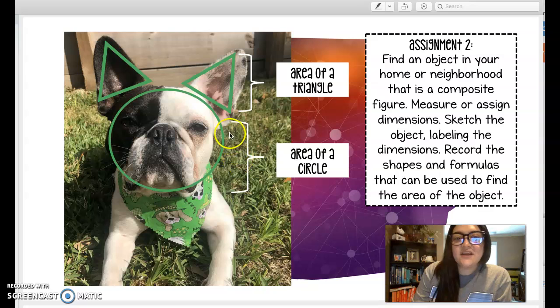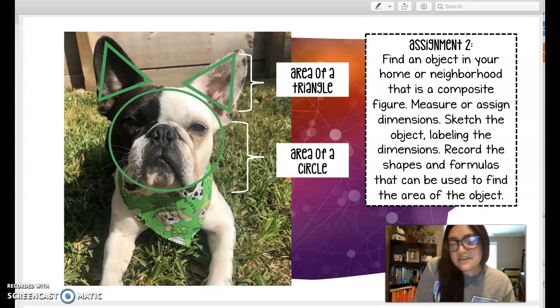So like I did here, I took this picture of Fitz. I want to tell you guys that it is really hard to find a composite figure. I'm really interested to see what composite figures you guys find. I had a really hard time, and I realized that Fitz is not a 2D figure. The picture is 2D, but he himself is not a 2D figure.